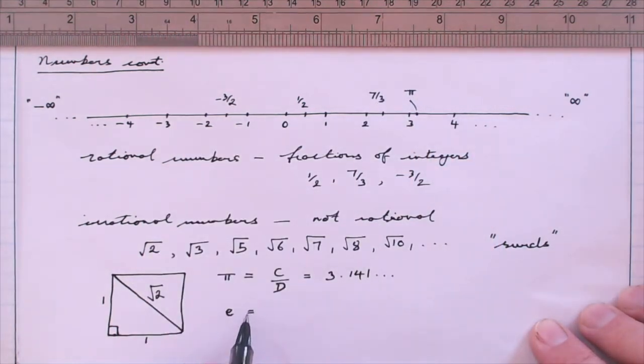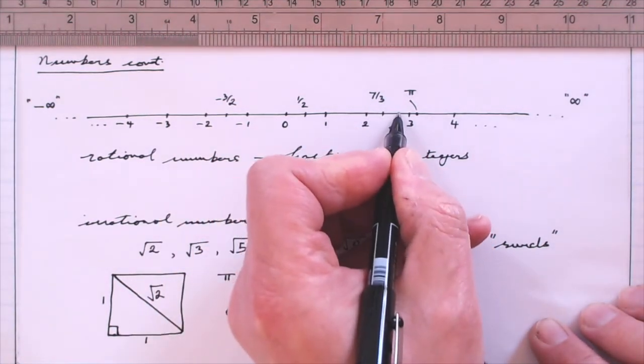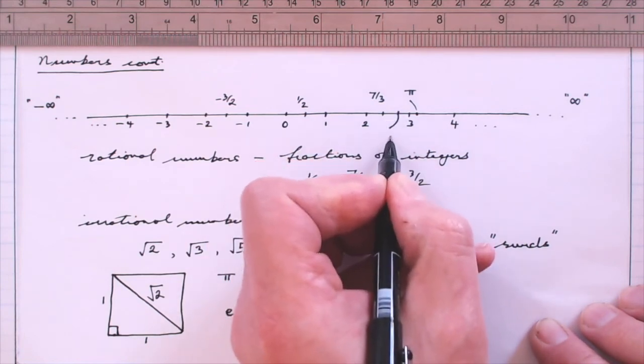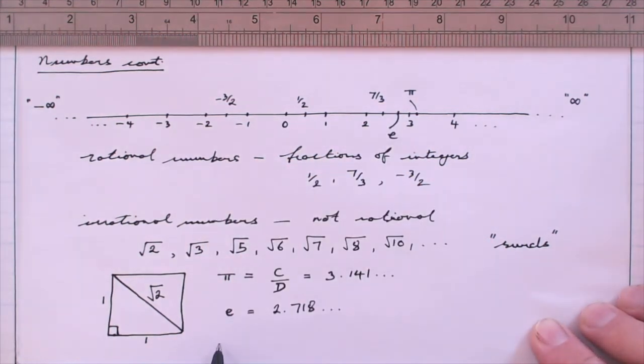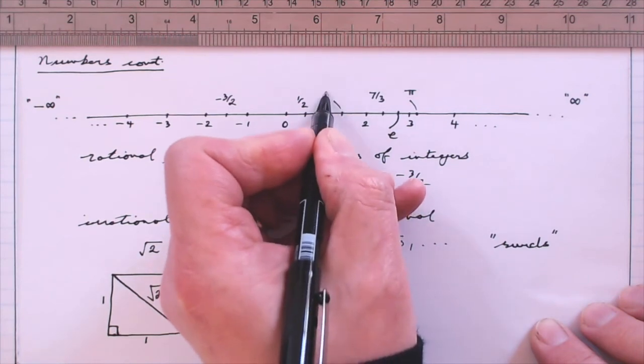And e has the value 2.718 and again those digits continue forever and do not repeat. And so we see that e sits about there. And the square root of 2 that we mentioned before can be written as 1.414 dot dot dot. And let's see, where would that be? Just a bit less than 3/2. So there's the square root of 2.